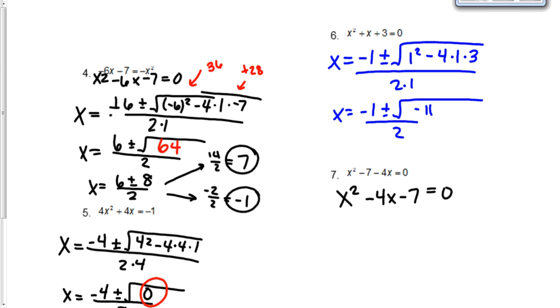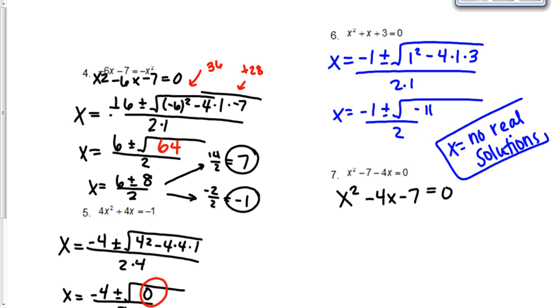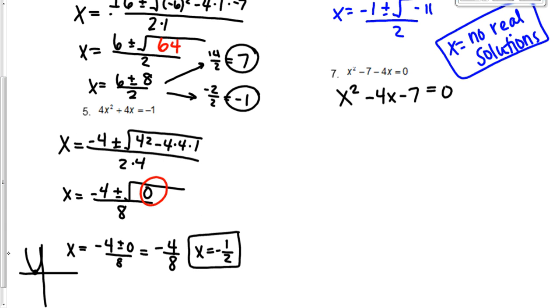Alrighty, on number 6, you work it out, and you should get square root of negative 11 in your radical symbol. Well, we can't take a square root of a negative, which we've talked about a few times now. When you can't take a square root of a negative, that just means your answer is no real solutions. In other words, this is a graph that is floating up above the x-axis, and there are no roots. Alrighty? Okay, number 7. This one is actually pretty good. You just have kind of a weird answer.